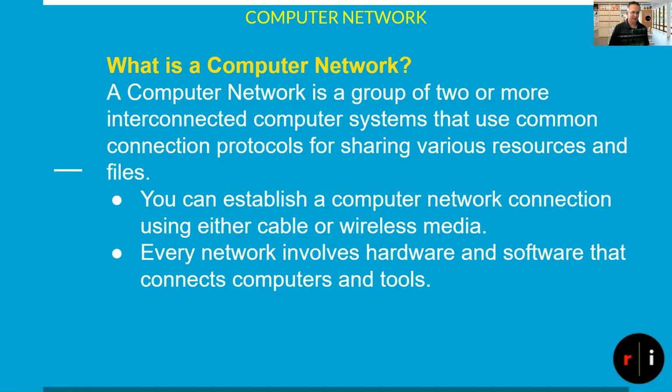A lot of us have an idea of what a computer network is. It's basically a group of two or more interconnected systems, and in order for them to communicate with each other, there has to be some common protocols. There are different kinds of networks that you can have, and we'll look at a few of those details.